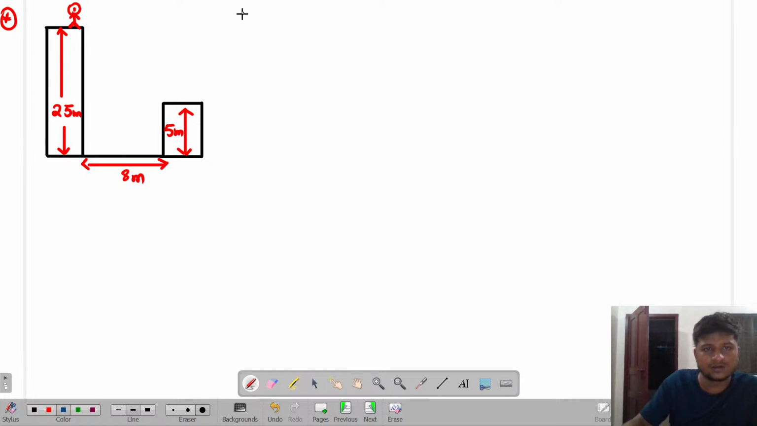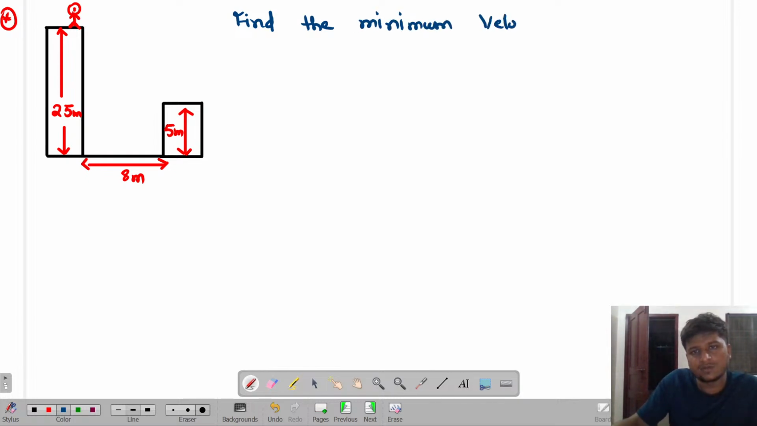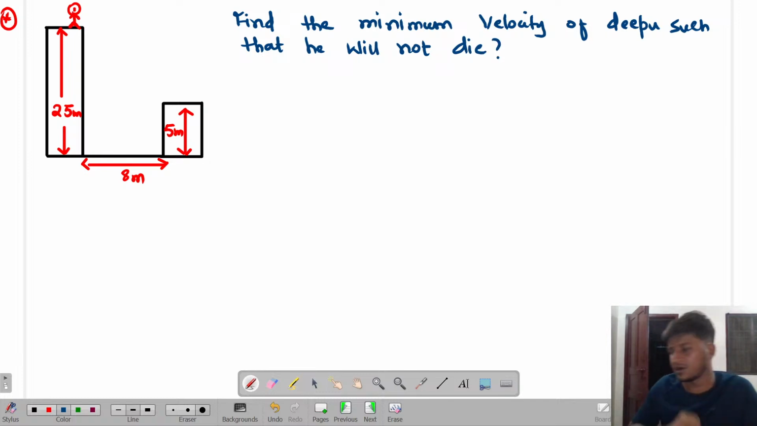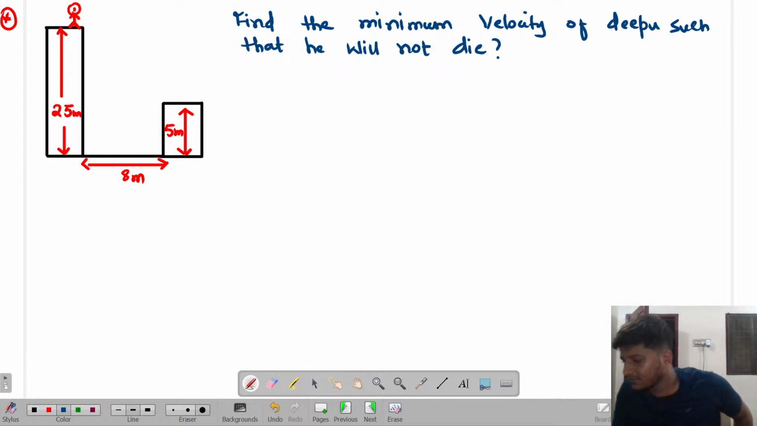Question is, find the minimum velocity of Deepu such that he will not die. Work it out or not? That's your task.